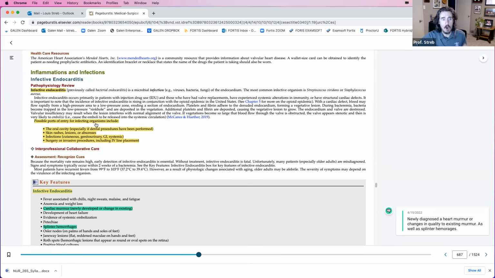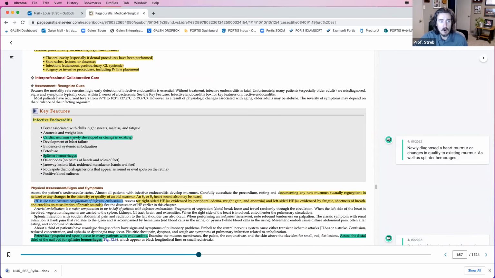It puts them at risk. I always highlight things that put your patient at risk, because the patient may have oral care, dental procedures, a skin rash, or some kind of GI infection. All of those could lead to infective endocarditis, which could lead to development of a cardiac murmur. Why? It goes straight to your valves. Your valve is the most likely place for that infective endocarditis to take place.